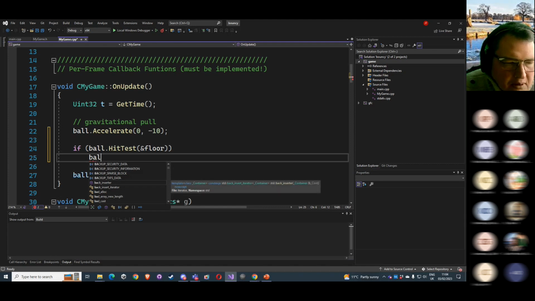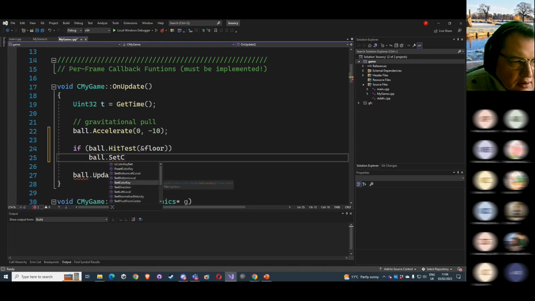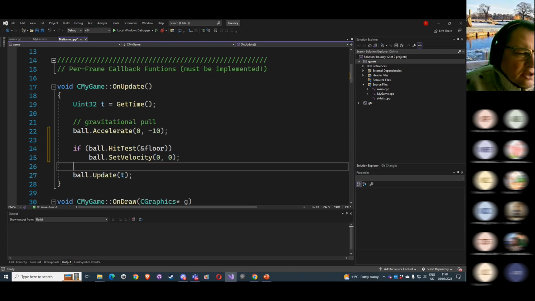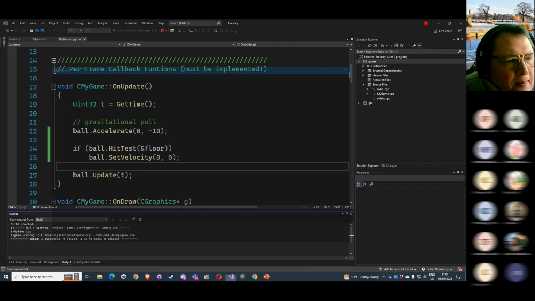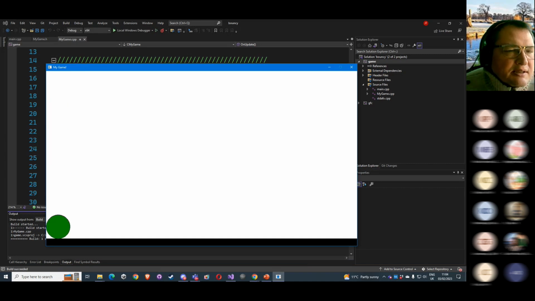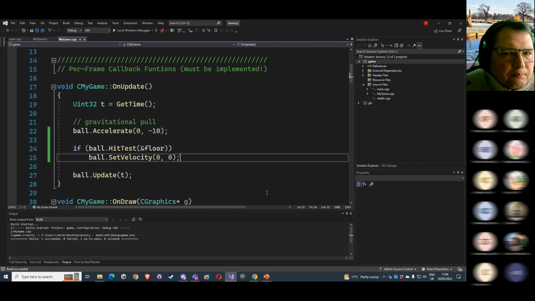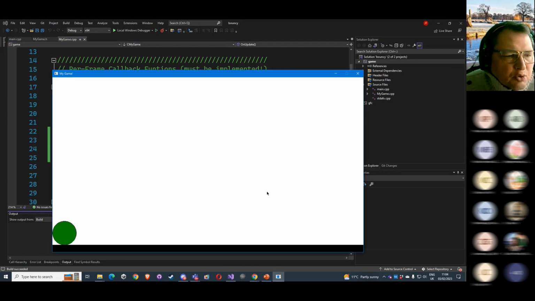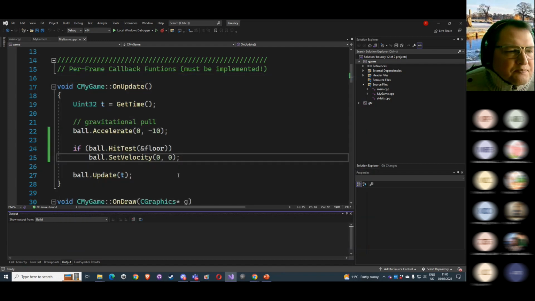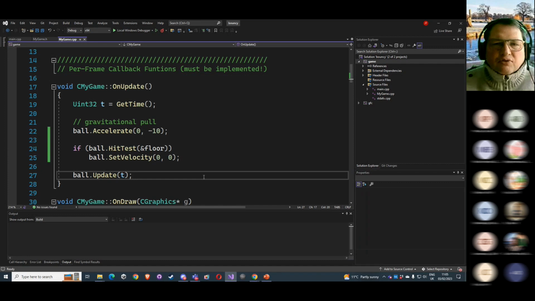Let's for now ball set velocity to 0, 0. And let's have a look at it. Quite nice, right? So it drops to the floor, and we have a perfectly inelastic collision. Okay, no bouncing, but if it was a plasticine ball, it would be exactly this thing. All right, so that's the first attempt.